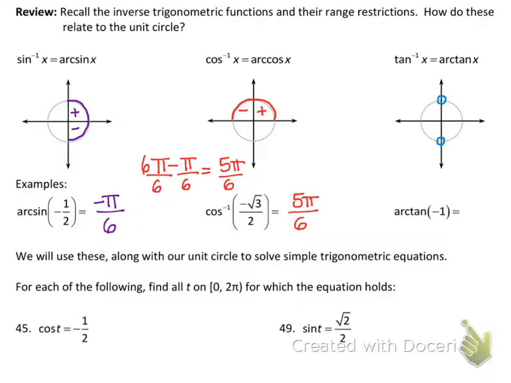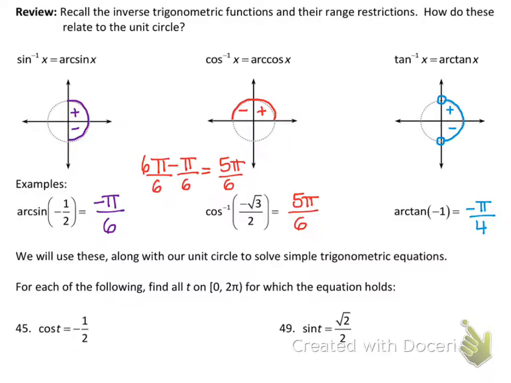Then with tangent, the only other exception was that you couldn't have a value on the y-axis because you would get an undefined when you did sine divided by cosine. But your positive tangent values were in quadrant 1 and your negatives were in quadrant 4. So if I asked for negative 1, where tangent is 1 is at pi over 4, but since it says negative 1, we can say negative pi over 4, all because of the range restrictions of these graphs. So we're going to use these along with our unit circle to solve simple trig equations.